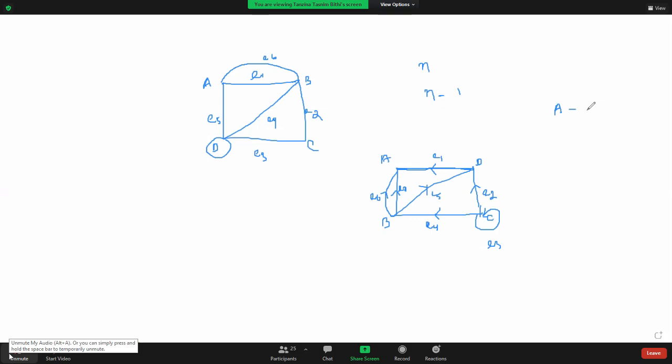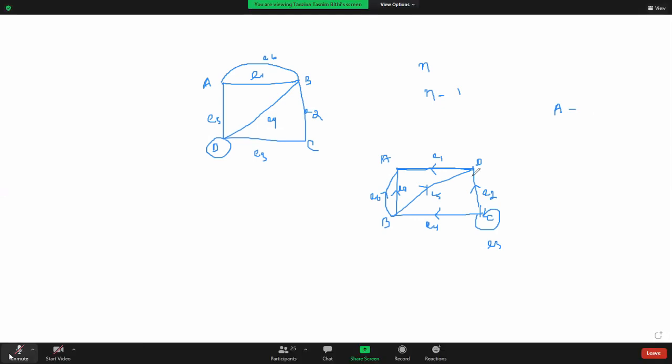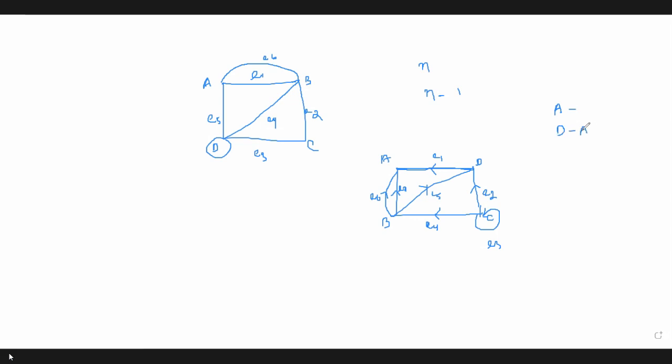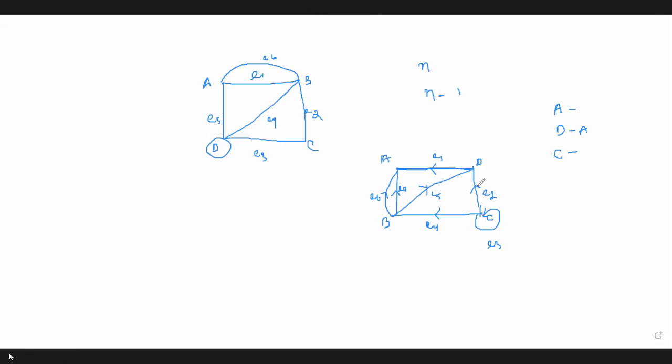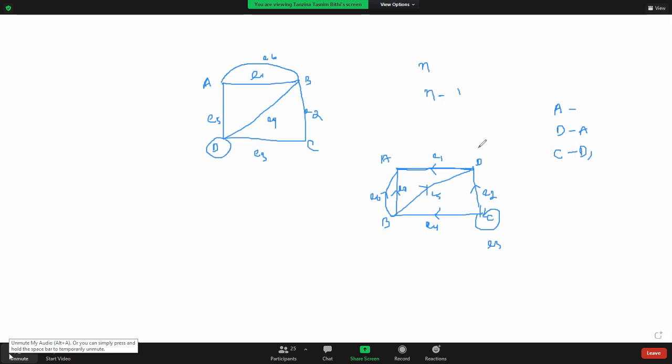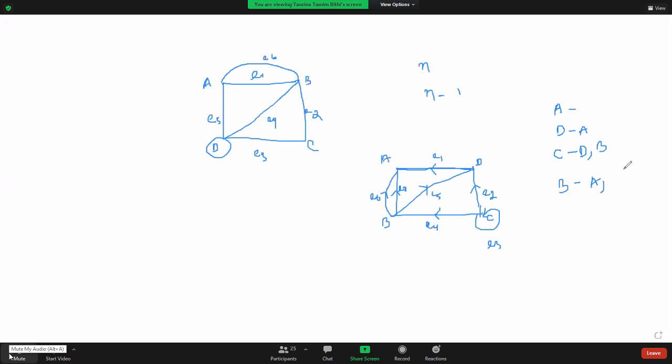What about D? One, ma'am. Only one. Only A is the adjacent node of D. What about C? 2. C is the beginning of how many edges? 2 edges. So for C, the neighboring nodes are D and B. What about B? A, D. These are the neighboring nodes of B.